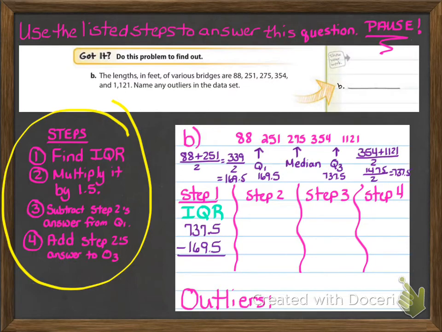All right, I might be repeating myself because I had to pause and walk away, and I'm coming back, and hopefully I picked up where we left off. All right, so I think we left off with finding our inner quartile range.